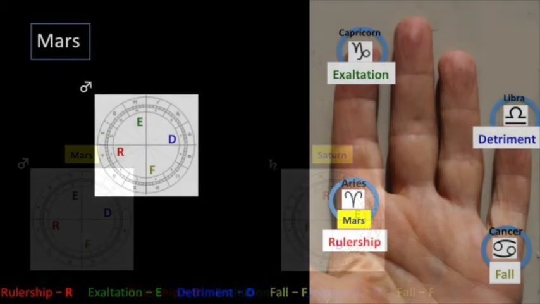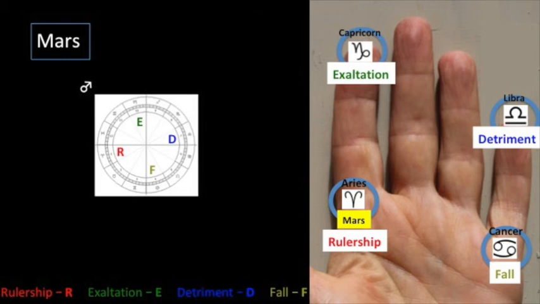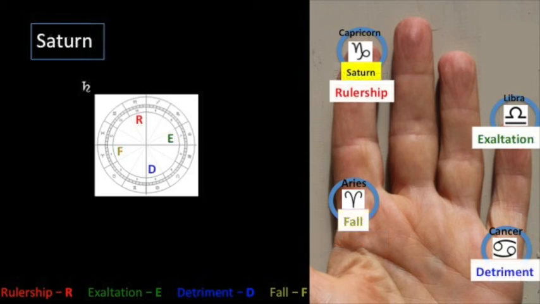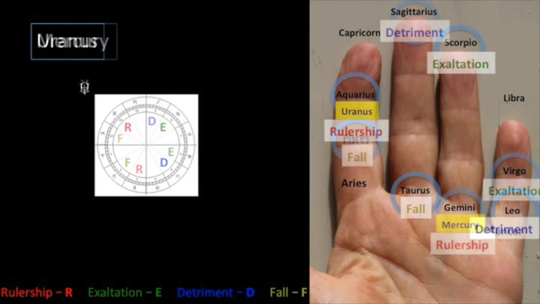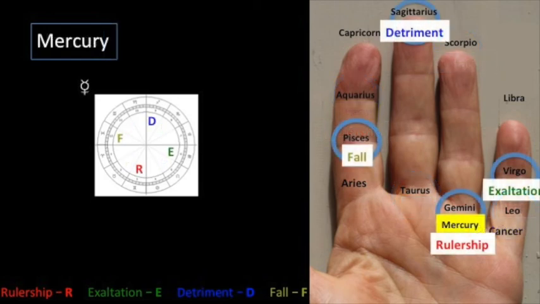Mars, the Roman god of war, is ruled by Aries, the Greek equivalent. The detriment lies in Libra, the fall in Cancer, and the exaltation in Capricorn. Saturn is ruled by Capricorn, with its detriment in Cancer, its fall in Aries, and its exaltation in Libra. Uranus is ruled by Aquarius. Its detriment is in Leo, its fall in Taurus, and its exaltation in Scorpio. Mercury is ruled by Gemini. Its detriment is in Sagittarius, its fall is in Pisces, and its exaltation is in Virgo.